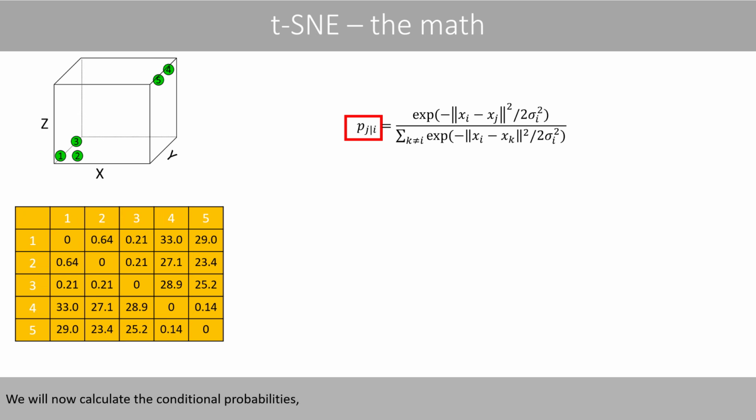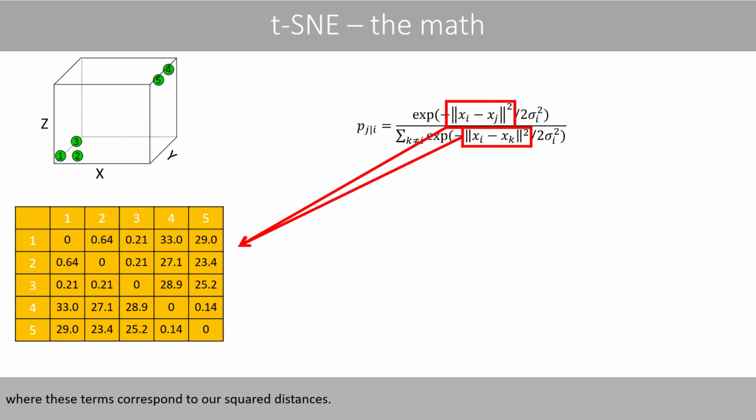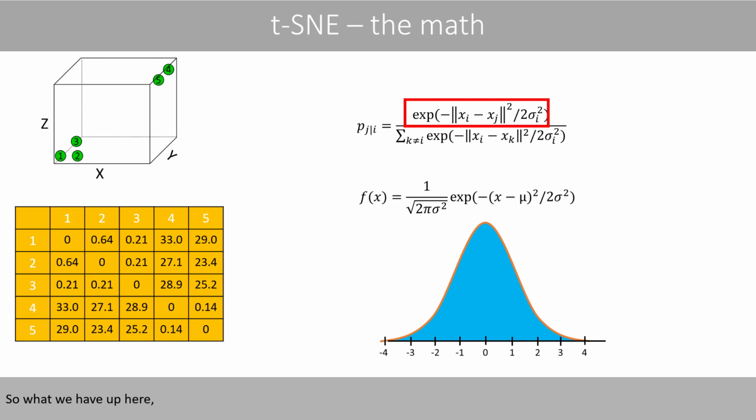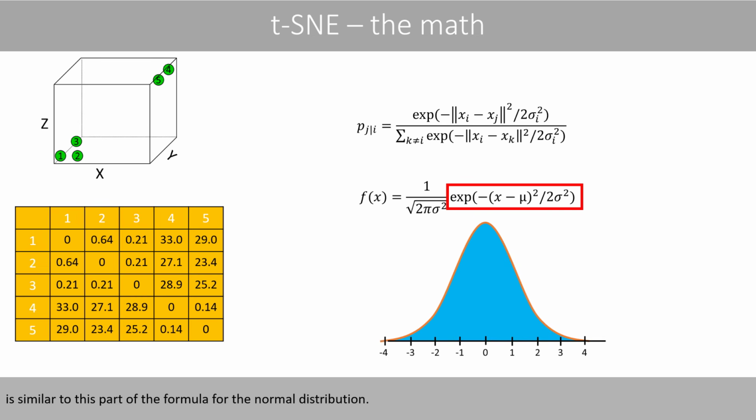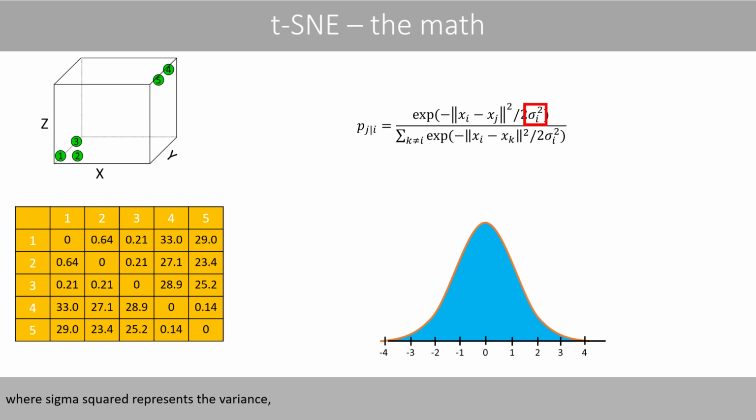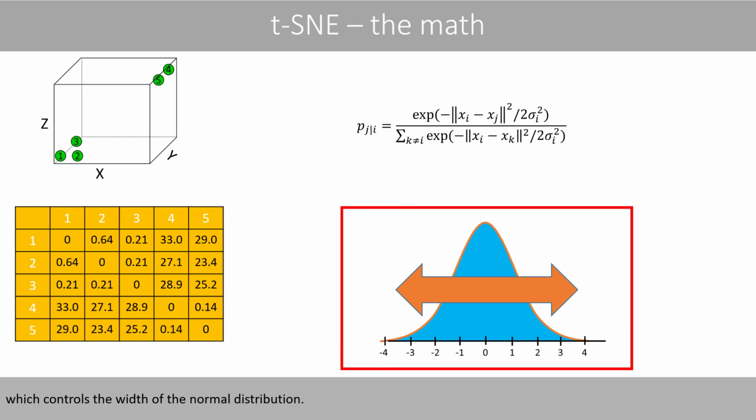We will now calculate the conditional probabilities, where these terms correspond to our squared distances. This formula can be used to calculate the normal distribution. So what we have up here is similar to this part of the formula for the normal distribution. So the numerator can be seen as the height of a normal or Gaussian distribution for a given distance between 2 data points, where sigma squared represents the variance, which controls the width of the normal distribution.